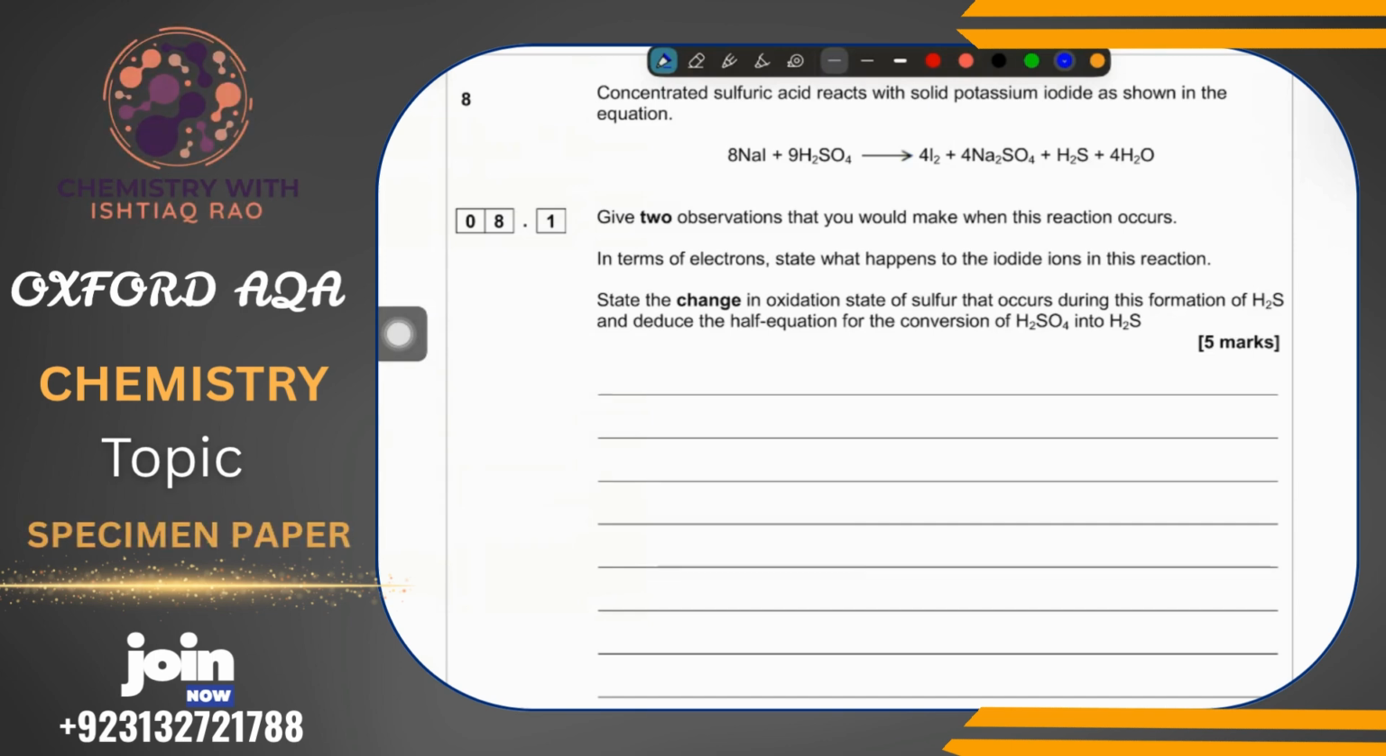I think sulfate ions will be there, right? So there would be a white precipitate as the observation, that could be it.